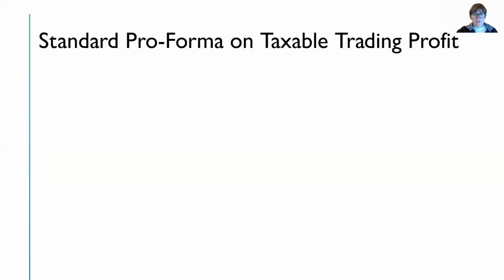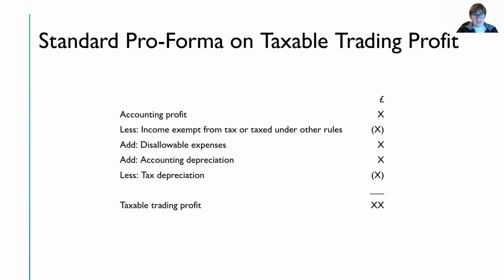So there is a standard pro forma for this, which I'm going to show you now. We would take our accounting profit, deducting any income that is exempt from tax or taxed under other rules, whilst we would add back our disallowable expenses as well as any accounting depreciation. We would deduct tax depreciation in place of the accounting depreciation. That would then lead to us gaining our taxable trading profit overall.